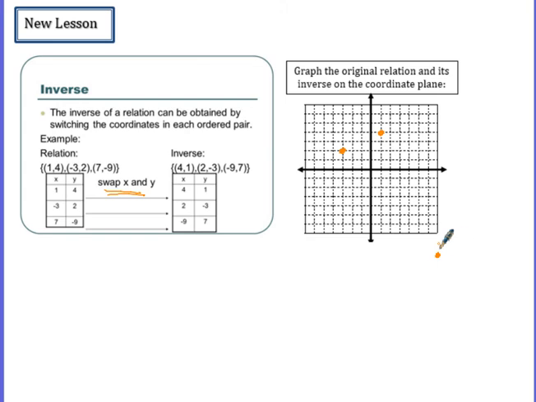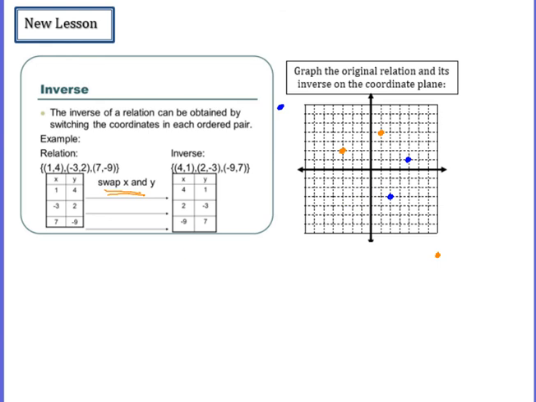Now orange is our original relation. Let's use a different color. Let's use blue to talk about the inverse. The inverse instead is (4, 1). Then (2, -3). And (-9, 7), so something along this area here. So the orange and the blue are inverses of each other. The orange was our original, the blue is the inverse, with x and y swapped.